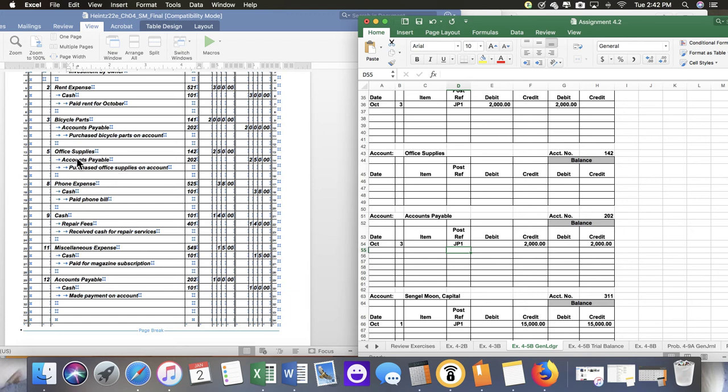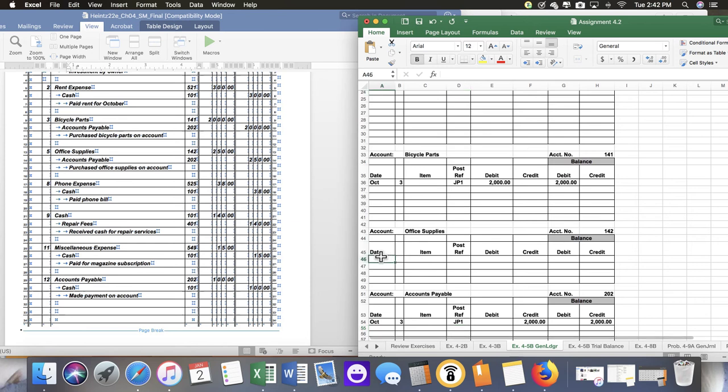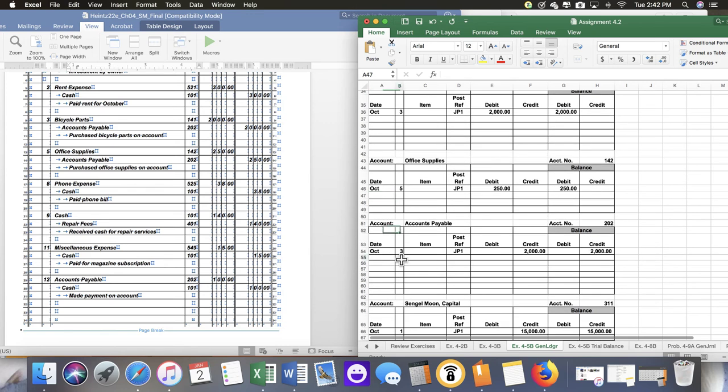So we have phone expense. Oops, I'm sorry, I'm missing one. Office supplies. So we have October 5th. Office supplies for $250. Then accounts payable. So we already have October listed once. So we're going to do the date, where we got it from, and it's $250. And then we're going to balance it, so it's $2,250 in the account so far.